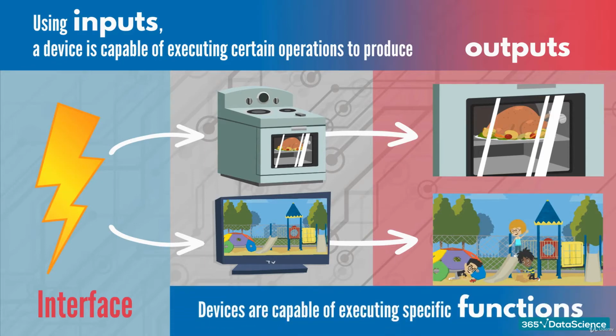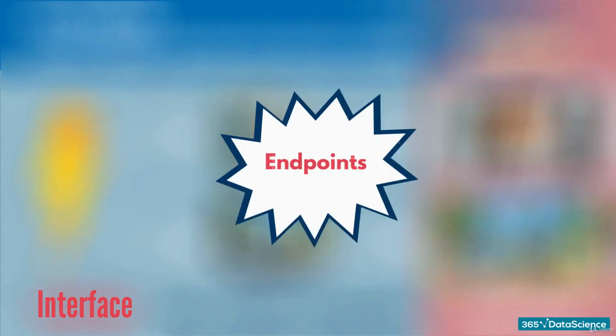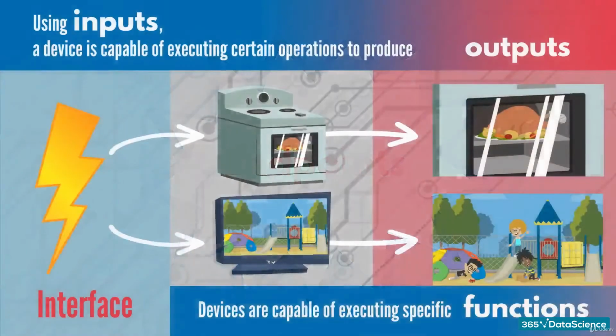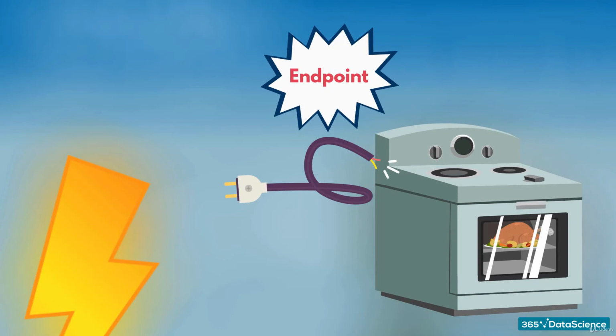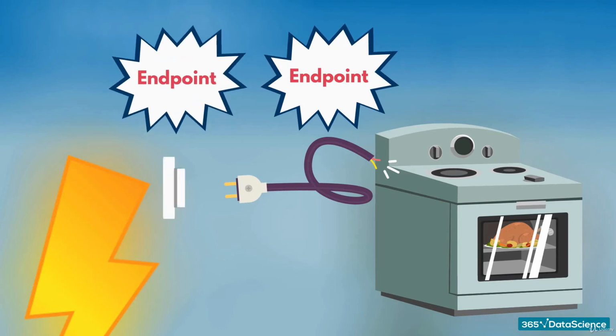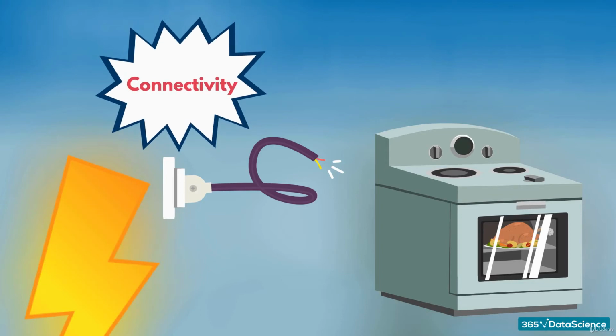This means devices are capable of executing specific functions. But how do the cooker and the TV set relate to the outer world? Through interfaces, or even more specifically, through the endpoints of their interfaces. In our kitchen example, the cooker's plug can be considered an endpoint of the cooker's interface, while the electricity socket is an endpoint of the power supply. By connecting these two, electricity can flow from the power supply to the cooker, which can then provide its function to heat up the oven. Hence, the connectivity between the power supply and the cooker is realized by connecting their respective endpoints.